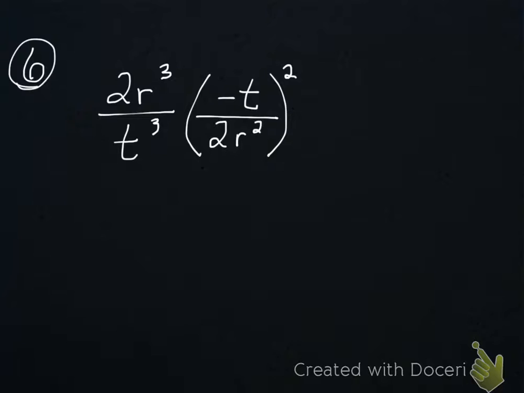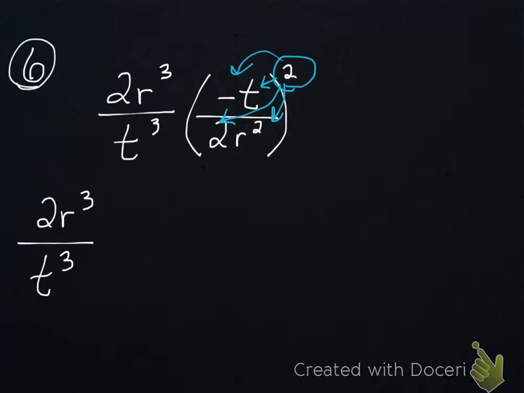Number 6. I do have fractions and I can divide and simplify. But before I do, I have to distribute the square. The square goes to everything. All coefficients, all signs in the front, all variables. So the first fraction stays the same. 2r cubed over t cubed.